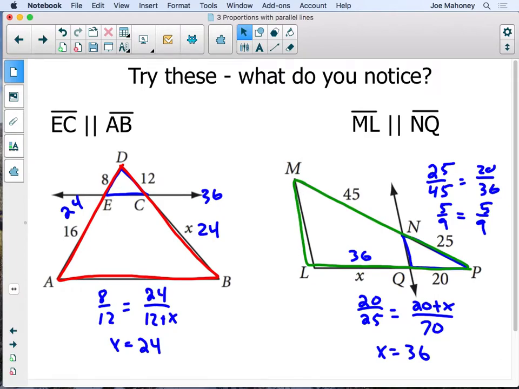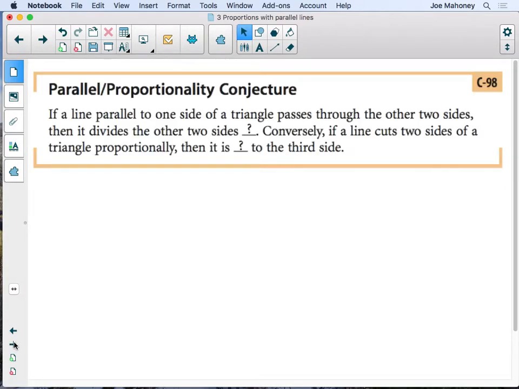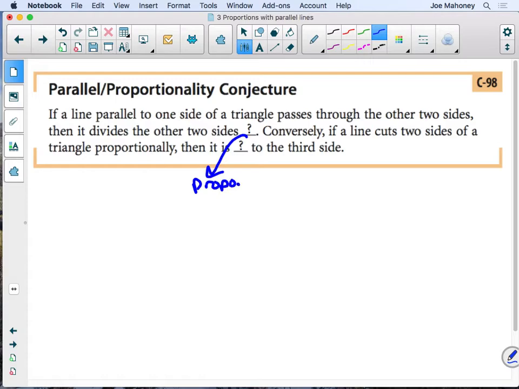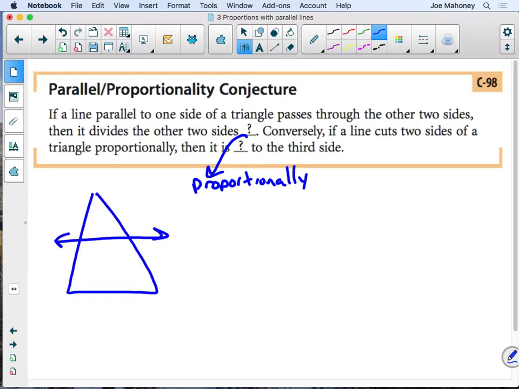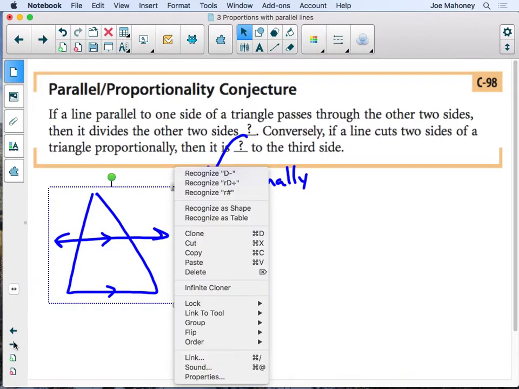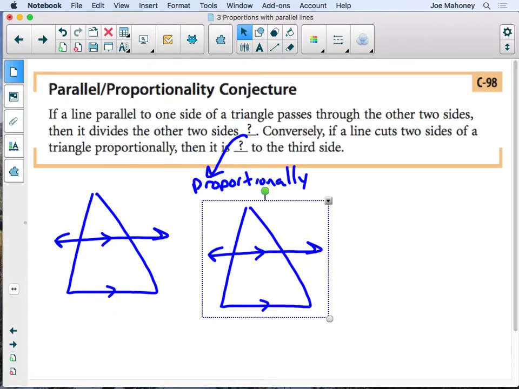So here's a really cool thing. It's worthy of a conjecture. Conjecture number 98: if a line is parallel to one side of a triangle and it passes through the other two, it divides the other two sides proportionally. Here's what that means. I'm going to draw you a picture. If I have a line that passes through a side of a triangle, and let's just clone that real quick and slide it over here.